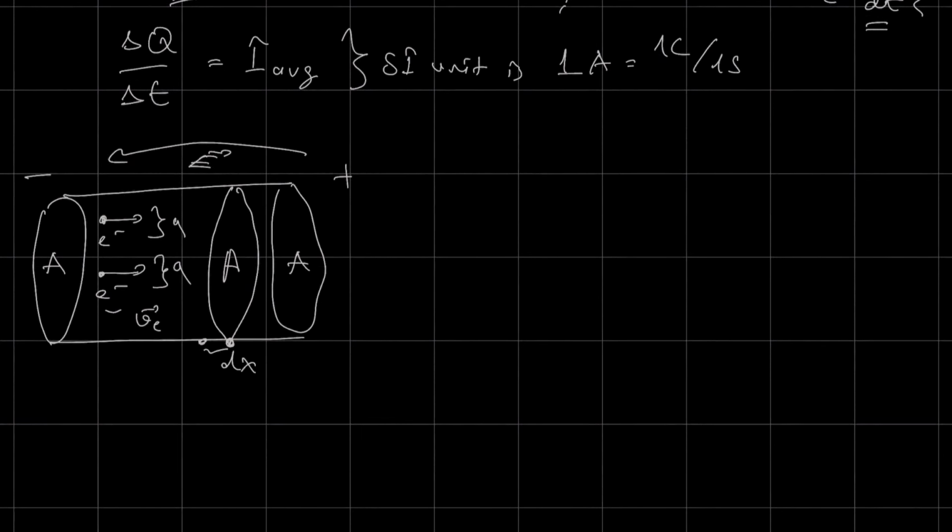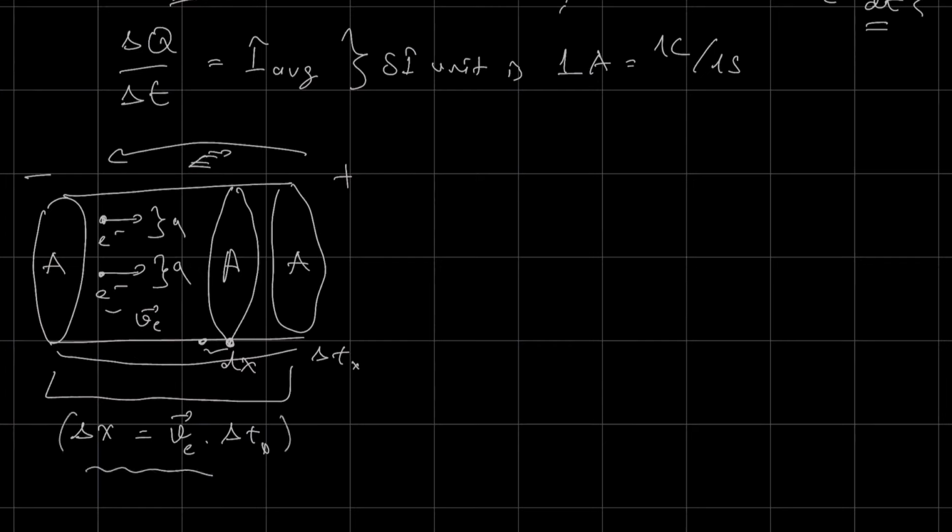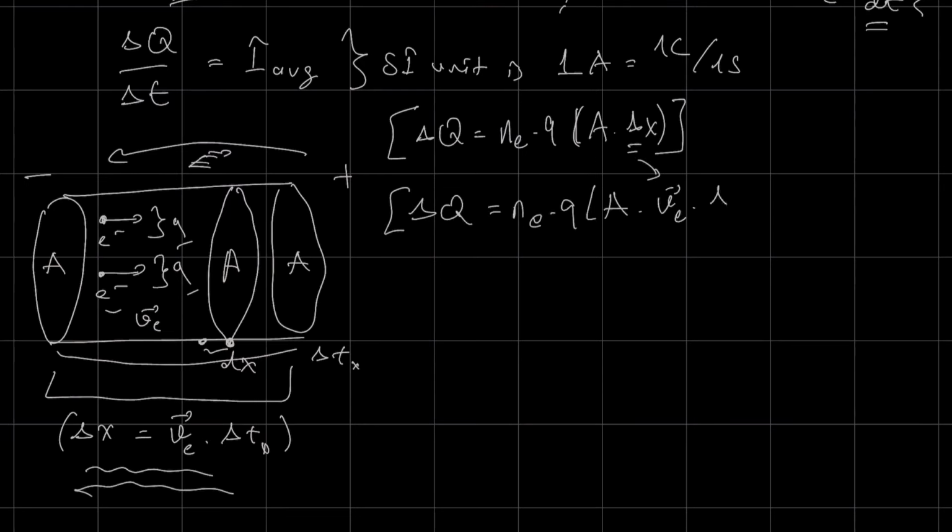Now, let's examine the same conductor again. If the total length of this part of the conductor is delta x, then delta x is equal to the velocity of the electrons multiplied by the time delta t. The total charge, delta q, can be expressed as the number of electrons per unit volume, n, multiplied by the charge of each electron, q, multiplied by the cross-sectional area A, and multiplied by the length delta x. Since delta x is equal to velocity multiplied by time, we can substitute this into the equation.